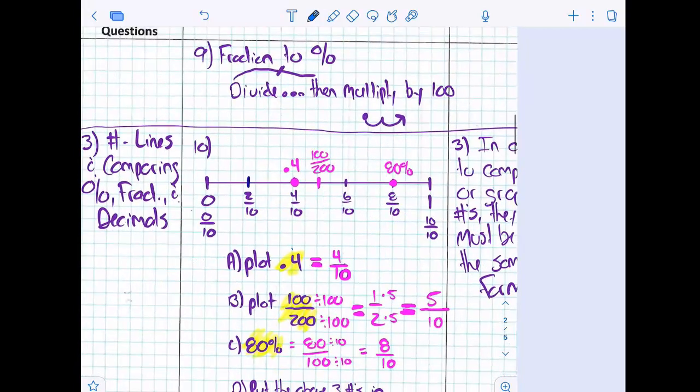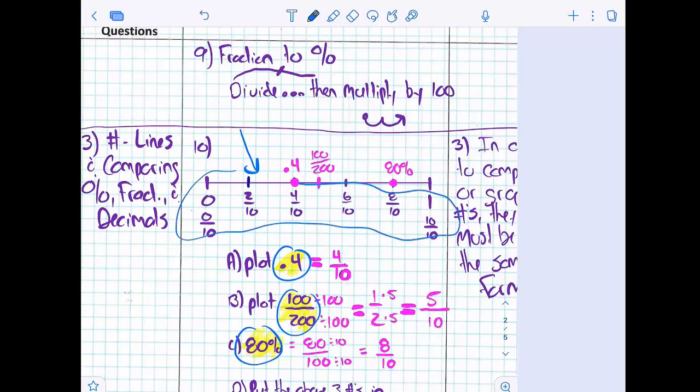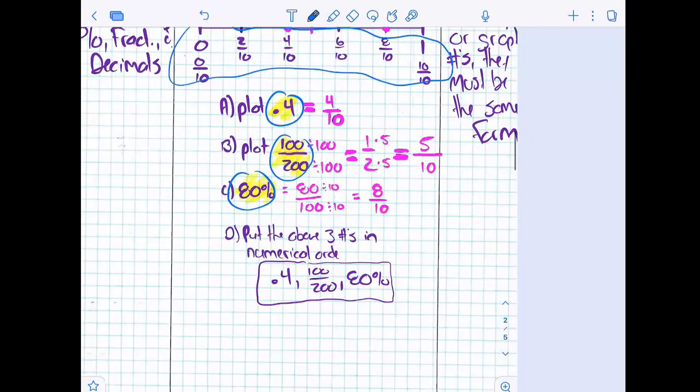We have 4/10, 100 over 200, and 80%. We needed to put them all on this number line, yes? Yes. We needed to figure out what to convert them to in order to put them on this number line. Fractions. So we needed to convert to fractions. Once we did that, it was easy to put on the number line.